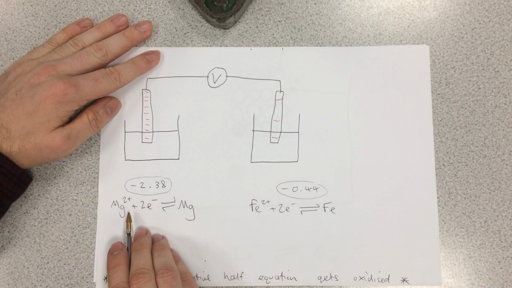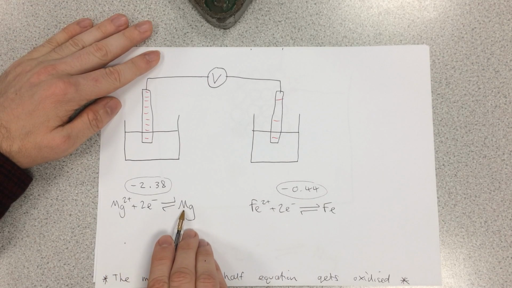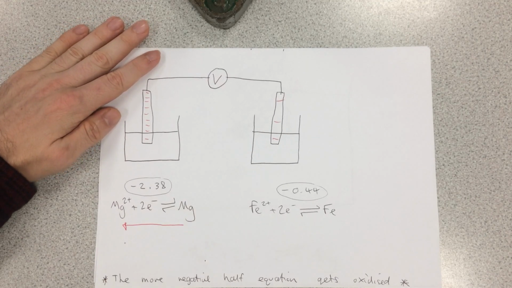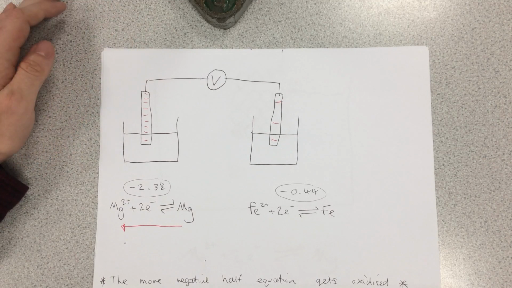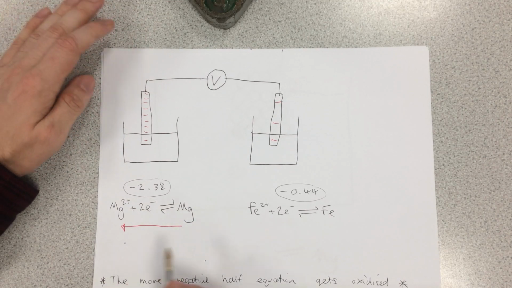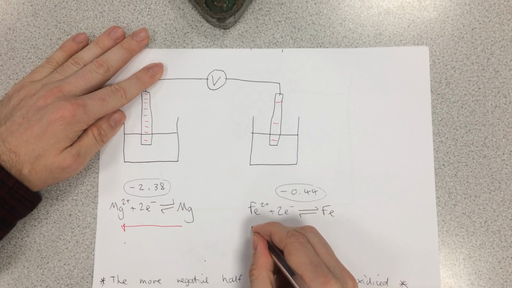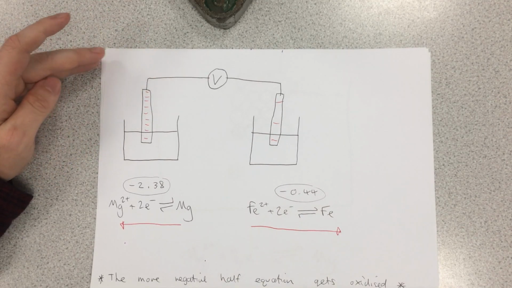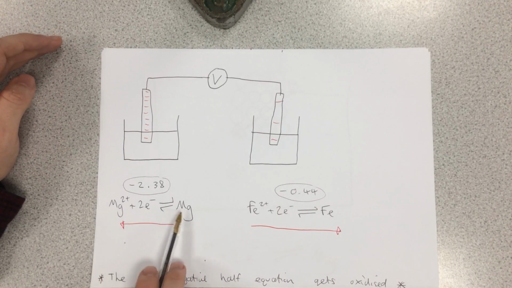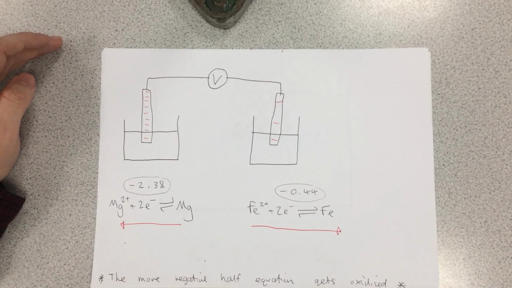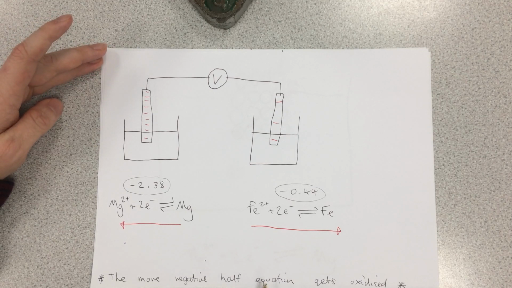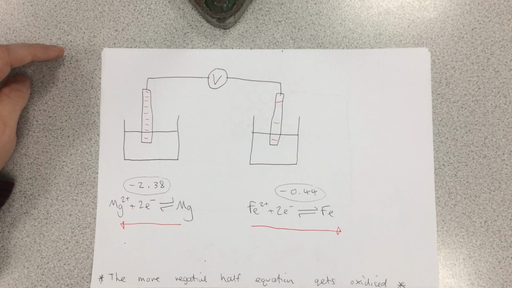So although we always show reduction going forwards when we set up the half equation, in reality, you're going to be getting the backwards reaction. It's going to be getting oxidized. Oxidation is loss, which means this half equation here is going to be getting reduced. Reduction is gain. So you'll know which way round these half equations go just by remembering this key rule: the more negative half equation gets oxidized.